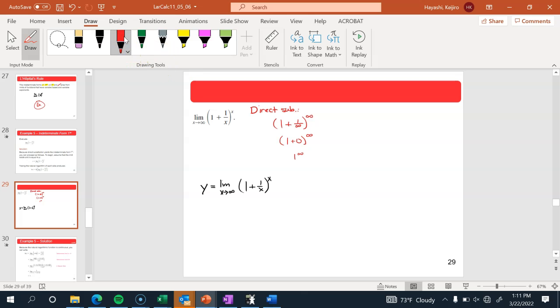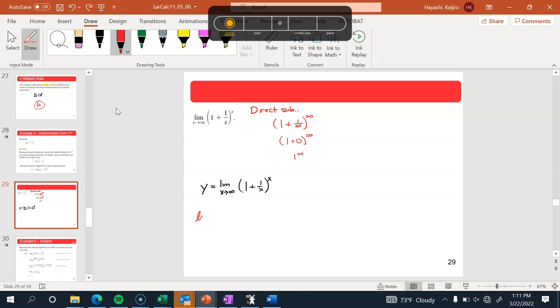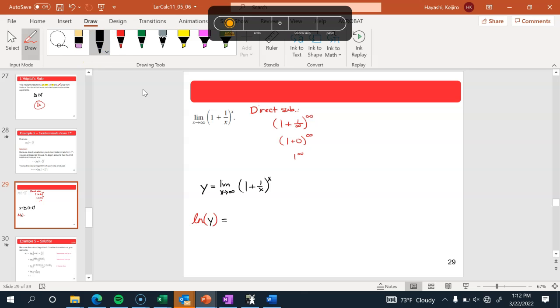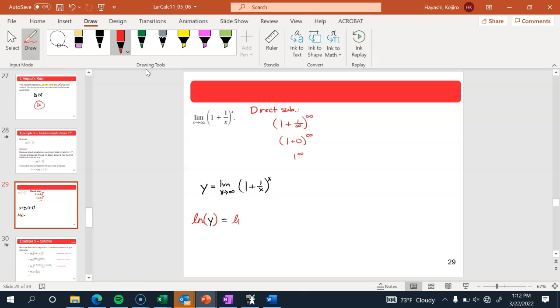What we're then going to do is take the natural log of both sides. The reason we take the natural log, and technically any logarithm would work, is that the natural log is the one that we default to. Natural log of the left equals the natural log of the right.